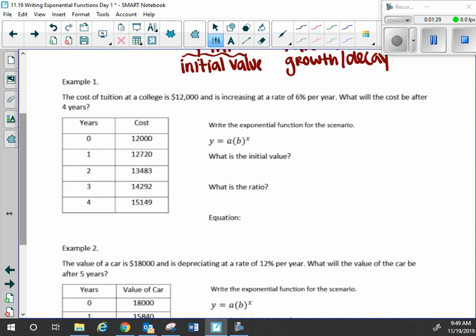So if I have example 1, the cost of tuition at a college is $12,000 and is increasing at a rate of 6% per year. What will the cost be after 4 years? So we're not actually going to answer the question for this one, we're just going to write the function because the answer is in the table, right? How much will it cost after 4 years? $15,149. But we need to figure out a way without making a table to get that value. So what's the initial value? 12,000.